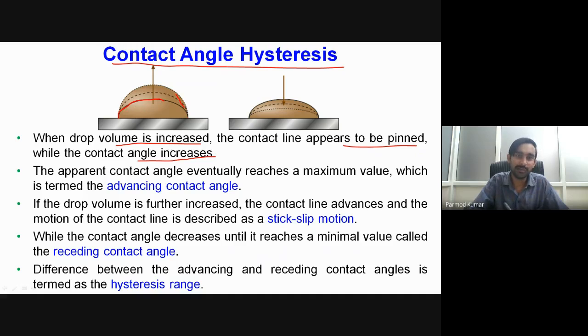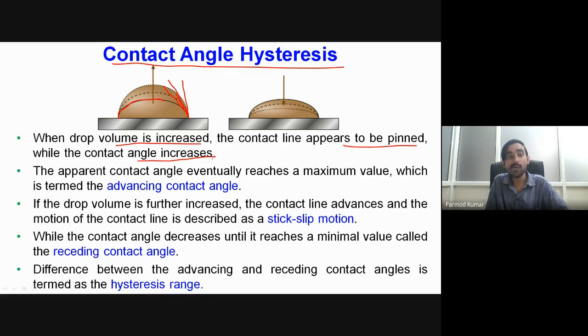So you can see over here, because of that, what will be happening? Initially we will be having a tangent something like this, then a tangent something like this, and then a tangent something like this. So it means ultimately, when we are increasing the volume of the droplet, our value of contact angle is increasing. That is what we are trying to say over here: when the droplet volume is increased, the contact line appears to be pinned. The contact line will be sticking to the solid surface and its contact angle value will be increasing.